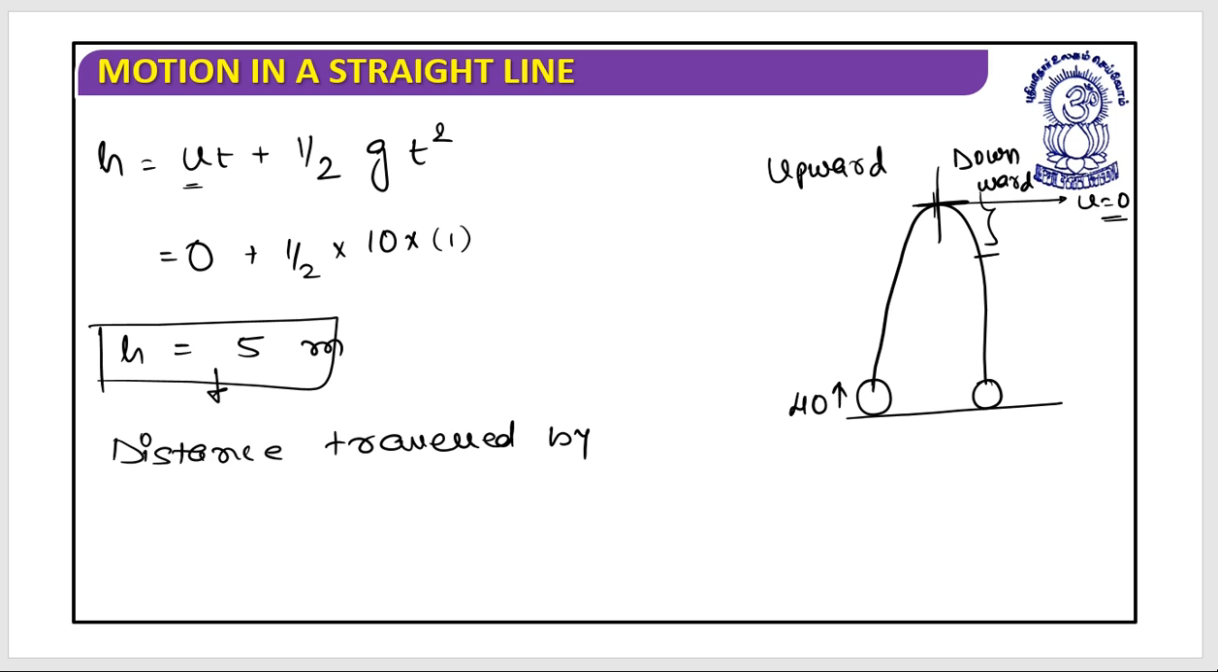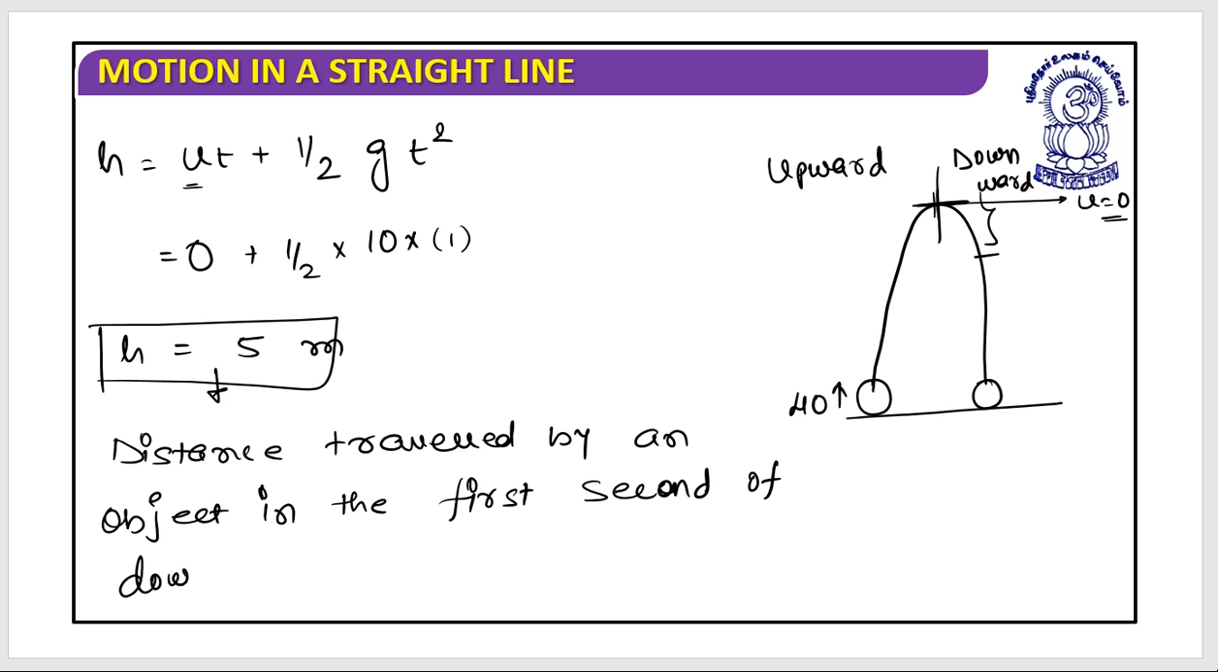This is the distance traveled by an object in the first second of the downward journey. Is it clear to you? Yes. Let me add something.